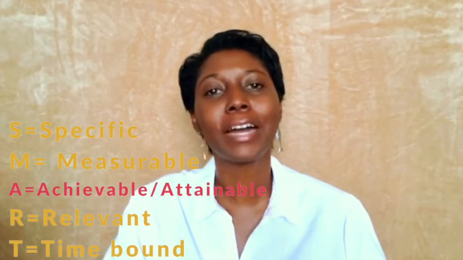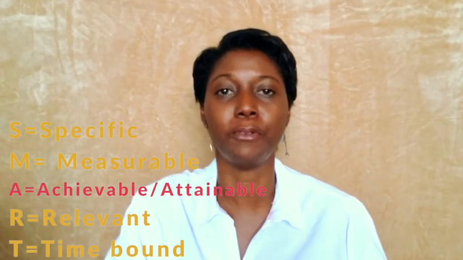A then is for attainable or achievable. Ensuring that your goals are attainable makes their achievement possible. It's not attainable to say, for example, I want to lose 30 pounds in a week. A more attainable goal might be, I want to lose a pound or two each week.